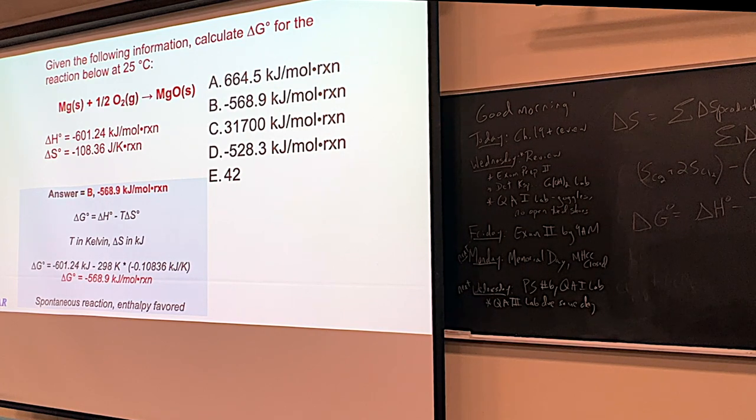Negative delta G means spontaneous. That means this reaction is going to go. And it's going to go not because of entropy. This is not entropy favored. Positive delta S's are entropy favored. Negative delta S means this reaction's entropy is not in favor. But delta H, when it's negative, means that it's enthalpy favored. This is an exothermic reaction, and exothermic reactions do want the reaction to occur. So a negative delta H helps make this delta G negative. That's why we call this an enthalpy favored reaction, but it's not entropy favored.